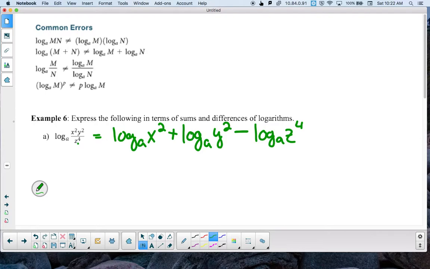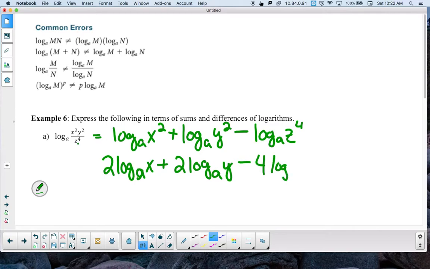And again, since x and y are in the numerator, we're adding both of those. And then since z to the fourth is in the denominator, we're subtracting that. And the last thing that we want to do is bring the exponent out in front. So this would be 2 log base a of x plus 2 log base a of y minus 4 log base a of z.